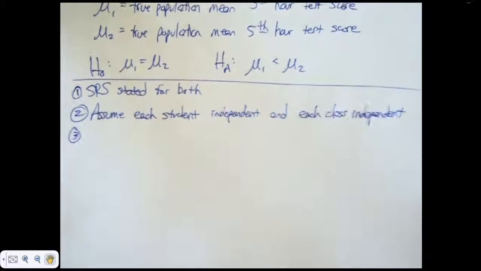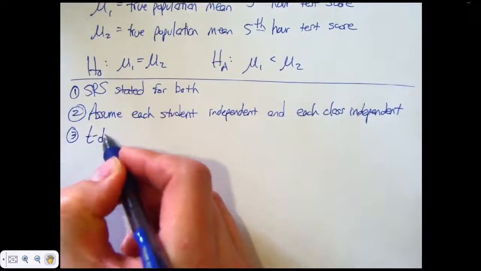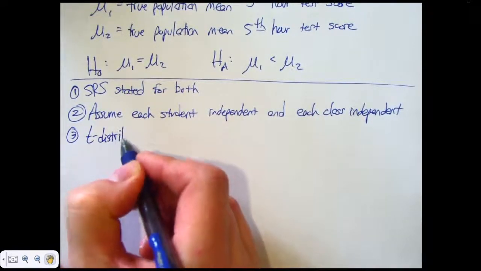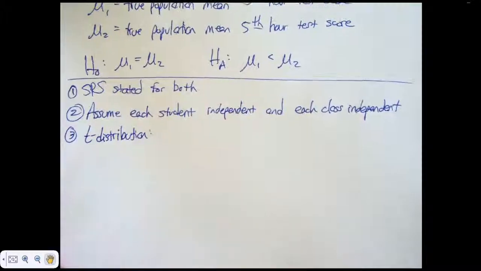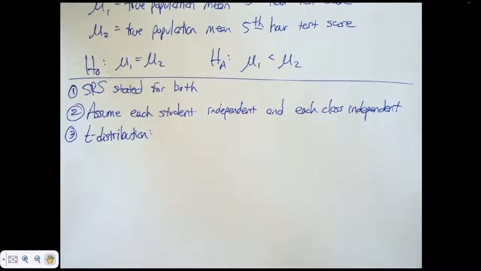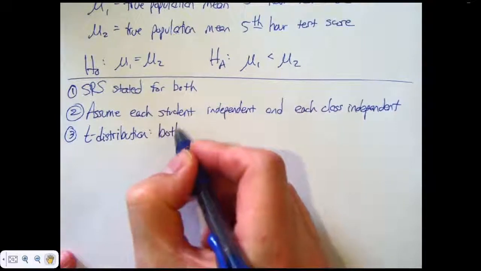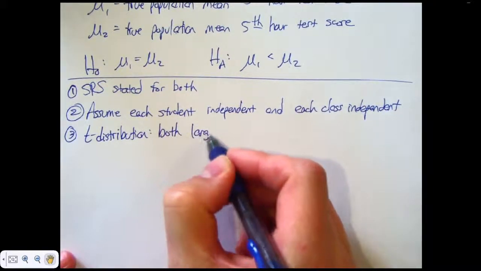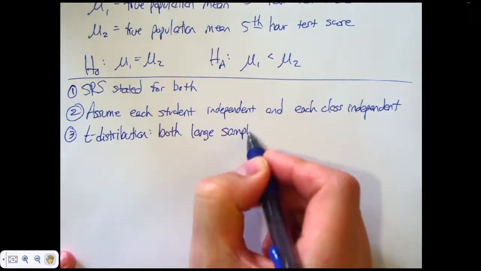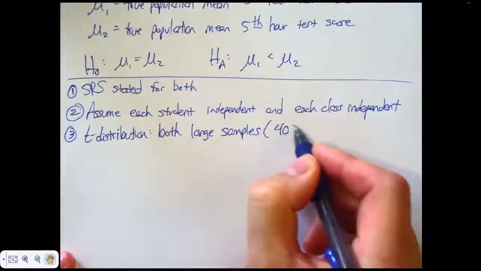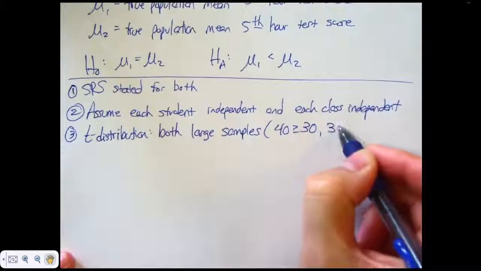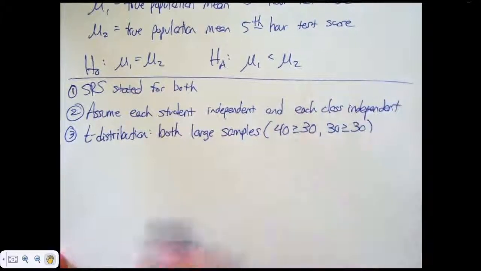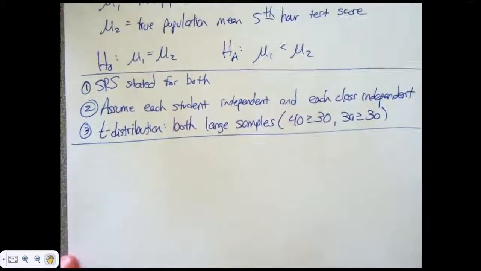And then a t-distribution. How do I know I can use a t-distribution in this case? What makes it qualify? Both samples are large. And then I would go, okay, 40 is greater than or equal to 30, and 30 is greater than or equal to 30. Just kind of showing the person grading it that 30 is the cutoff.